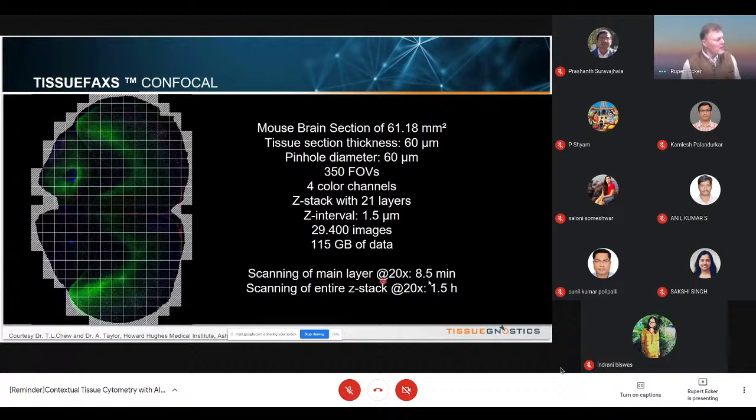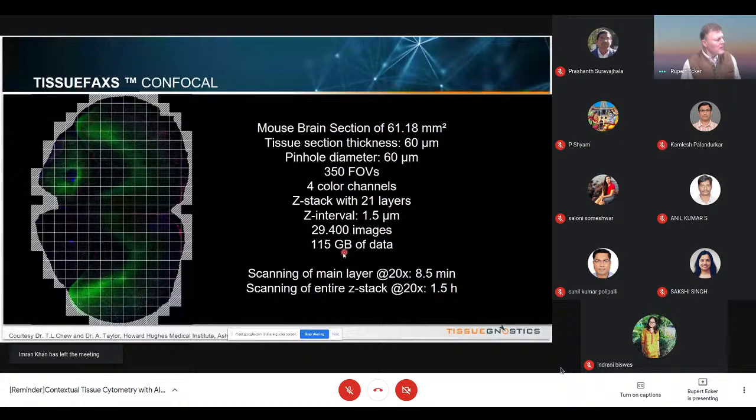If you make a Z-stack, that means the main focal plane plus 10 additional levels above and 10 below, so in total 21 layers, each layer consisting of 350 fields of view, each field of view consisting of four channels. That gives in total 29,400 images, or 115 gigabytes of data.